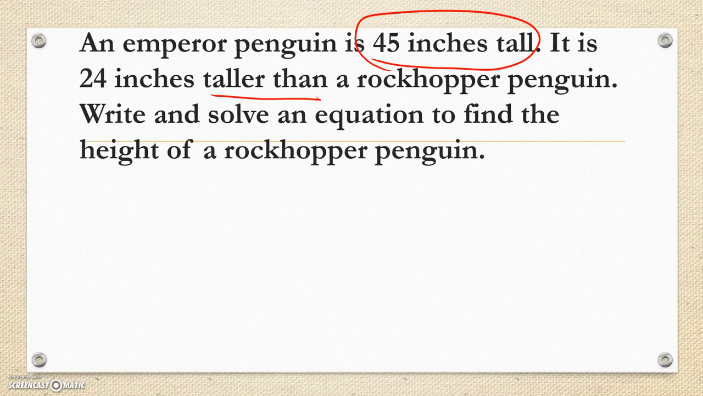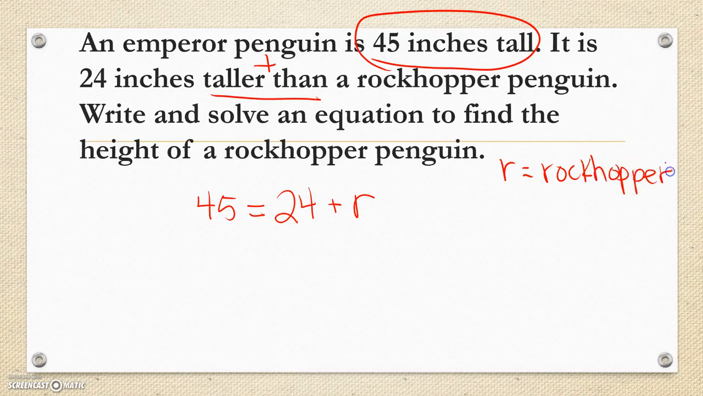So if we think taller than, that's greater than or bigger than, so we should think of that as an addition problem. So we're going to write and solve an equation. So this emperor penguin is 45 inches tall. And we know that that is, remember is means equals in math, 24 inches taller than the rockhopper penguin. So I'm going to put R, and then over to the side I'm going to put R equals rockhopper. So we are clear on what our variable means. So now we have the equation 45 equals 24 plus R. And this is going to help us find the height of a rockhopper penguin.